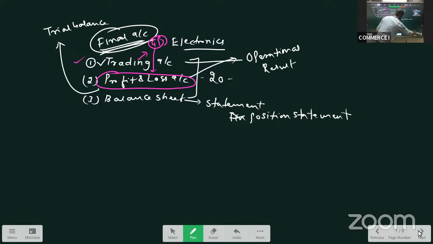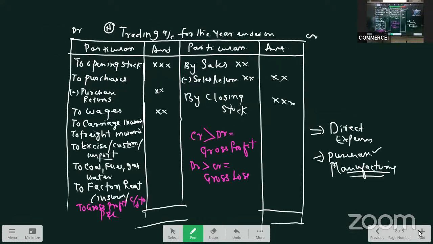Okay, so go through the format once. What are we learning? We are learning a very important topic, that is final accounts. Final accounts are prepared in 3 steps: trading account, P&L account, and balance sheet. The result of trading account is called gross profit or gross loss. And that will be transferred to P&L account. Okay.